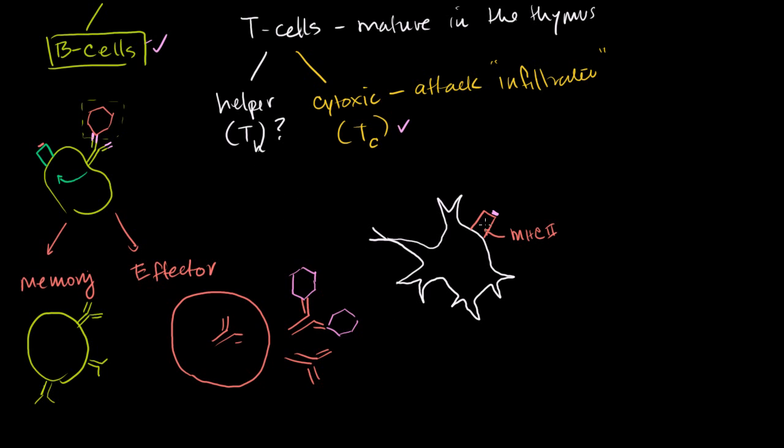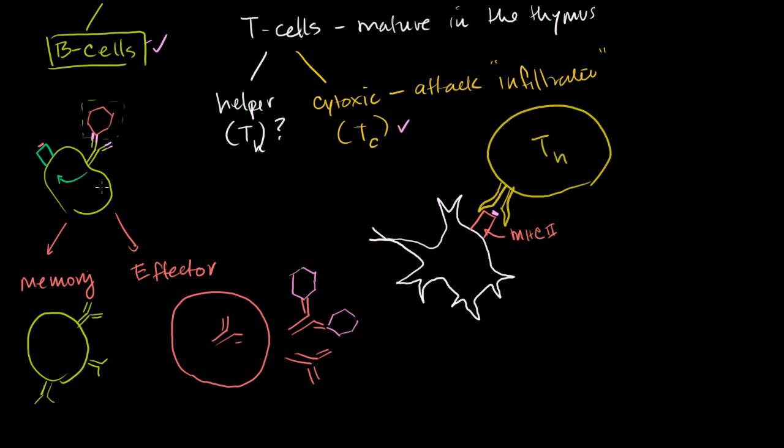So let's say this guy has presented it. He says, I found this thing, I killed it. Here's a part of it. The helper T cell has a T cell receptor on it. So let's say this is the helper T cell right here. So this is a T helper, and it has a T cell receptor on it. And the T cell receptors bind to, and I'll be very particular here, so this is the T cell receptor. Draw it like that. It's just a protein.